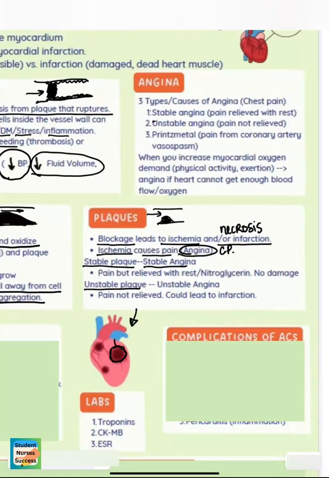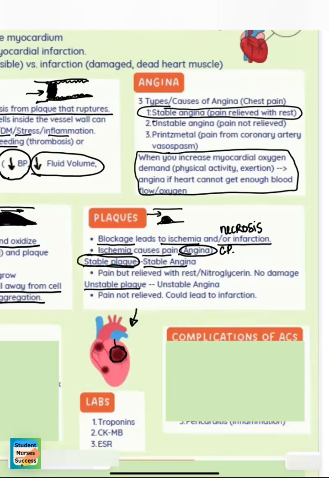So we have different types of angina. Again, the first one is stable angina, which is from a stable plaque, which is chest pain relieved when we rest. So when we take that extra demand off our heart muscle by reducing physical activity, then that chest pain goes away. So the flow is enough for everyday stuff, but not for extreme physical activity. And keep this in mind, when you increase myocardial oxygen demand, as is the case with physical activity or exertion, angina will develop if the heart's not getting enough blood flow or oxygen.